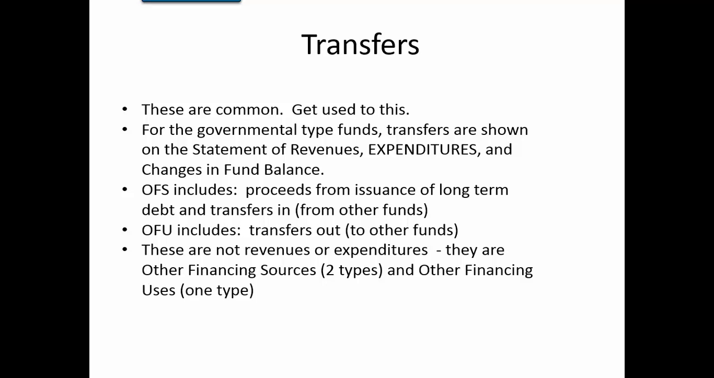For the governmental type funds, transfers are shown on the statement of revenues, expenditures, and changes in fund balance. Other financing sources, this includes proceeds from issuance of long-term debt and transfers in from other funds. Other financing uses, this includes transfers out to other funds. These are not revenues or expenditures. They are other financing sources and other financing uses.